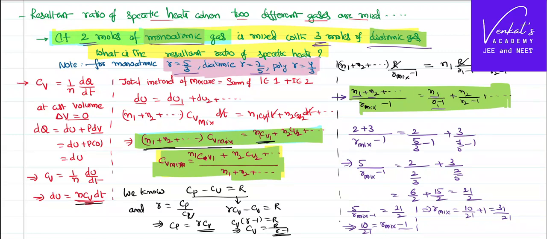That's what you are asked to find out. What is the gamma of that mixture? You are able to find it. Then what is the resultant ratio of specific heats? We have found it as 31 by 21. So this is found based on one basic principle that total internal energy is constant, and that is further simplified, modified, written in different format.